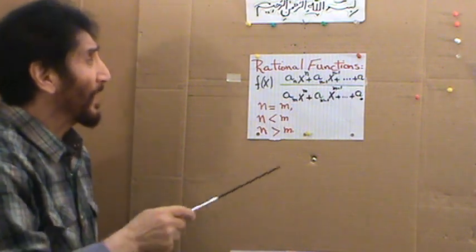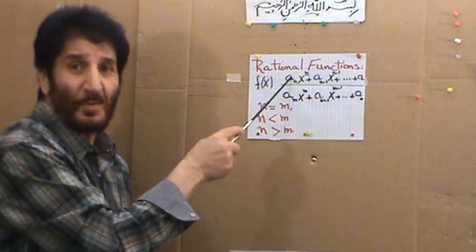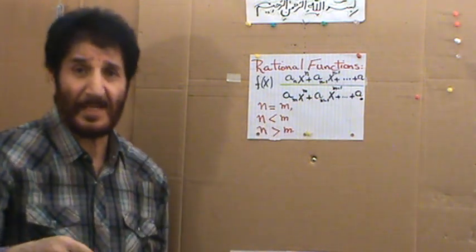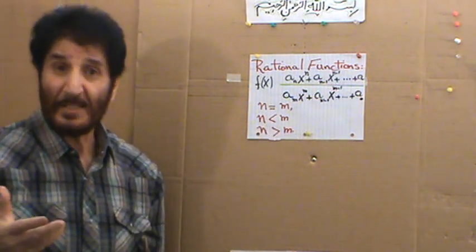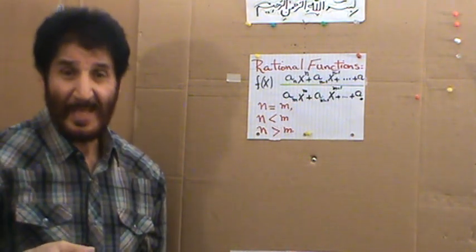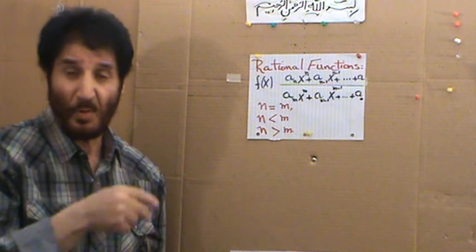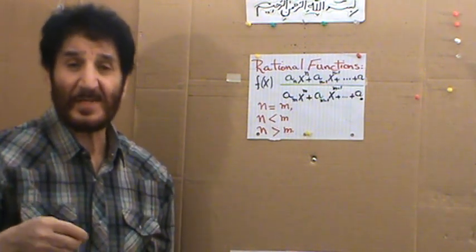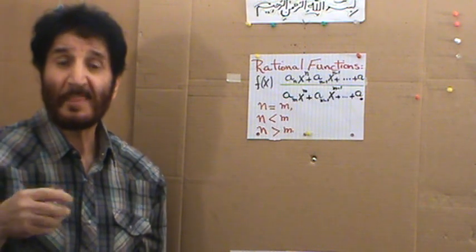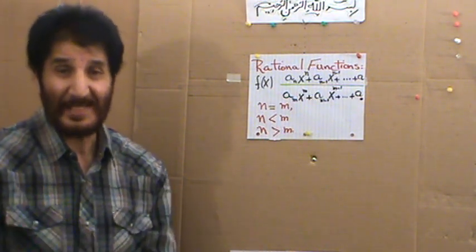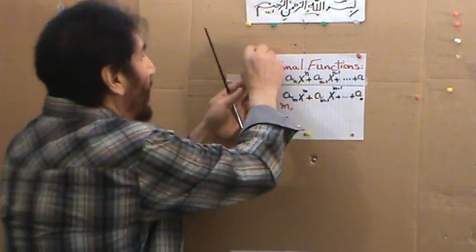The degree of the polynomial in the numerator and the degree of the polynomial in the denominator are either equal, or one of them is smaller than the other. And that relation between the degrees of the numerator and denominator, I am repeating myself, has an important role in graphing rational functions, which we will be seeing in the next lecture.